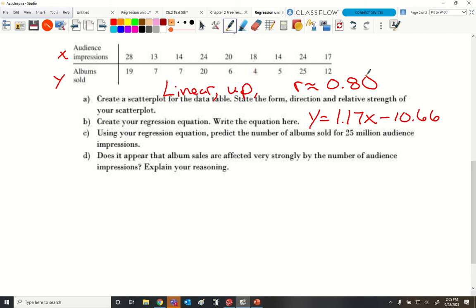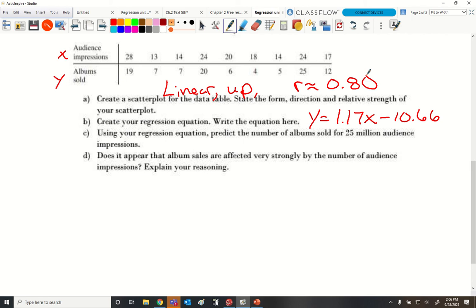Try to make sure everyone has time to copy down all these steps, especially with the ones that we just did with the graph, adding the line, because those were important. Okay? So we now have an equation. We have everything for this first one, A and B. For C, it says, using a regression equation, which we have here, predict the number of albums sold for 25 million audience impressions.